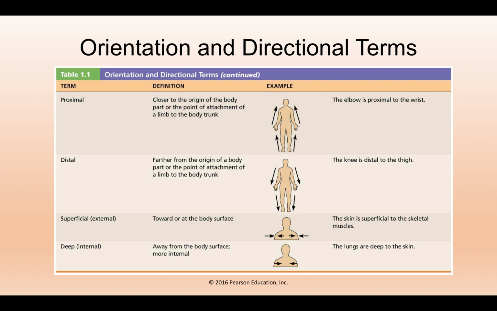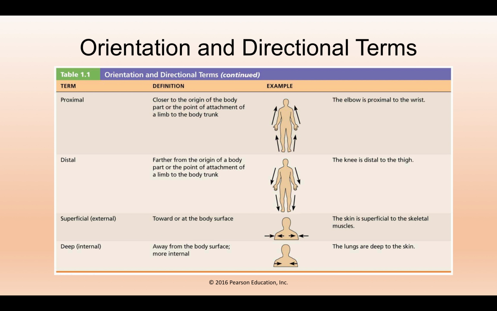Proximal versus distal. When you use the word proximal, it means you're getting close to the origin of the body, versus distal, you're moving away from that origin. For instance, the point of attachment for your arm is your shoulder. So if you take that as the point of attachment, you also have your elbow and you have your wrist. So the relationship between the elbow and wrist will be that the wrist is distal to your elbow because it's farther away from your shoulder, and your elbow is proximal to your wrist because the elbow is closer to the point of attachment.